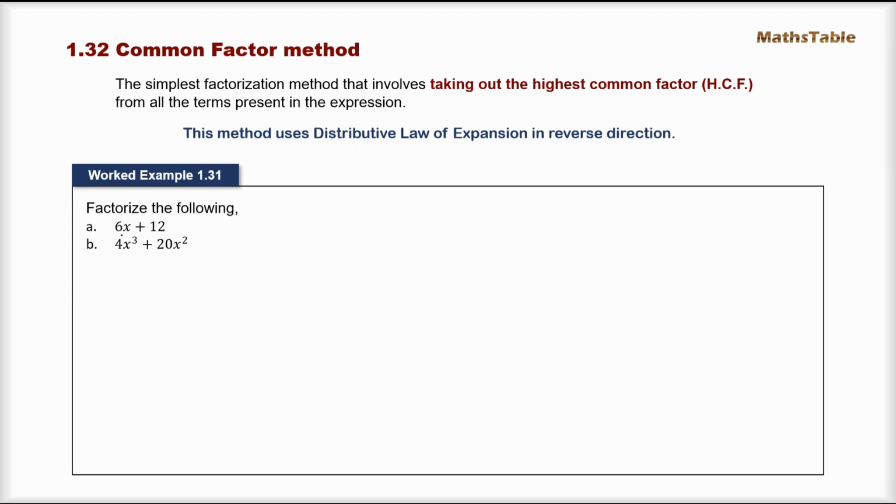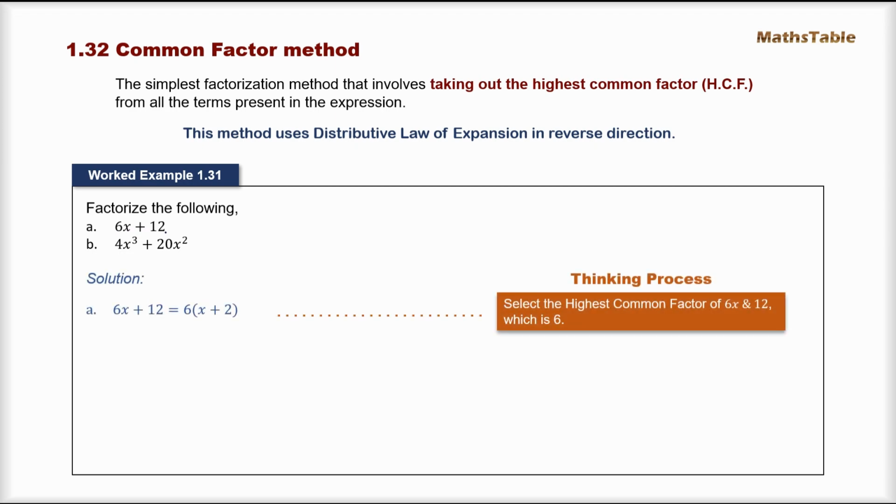Suppose that we have to factorize 6x plus 12. Here we have two terms, and we can see that there are many numbers such as 2, 3, 6, which can all divide both 6 and 12. But we'll select the highest common factor among all these, which is the number 6. If we take 6 out from these two terms, then we get the final expression as 6 bracket x plus 2. Now why is that so? If we open up this bracket again, 6 times x plus 6 times 2, we get the original expression back. So this shows that we have done the correct factorization.